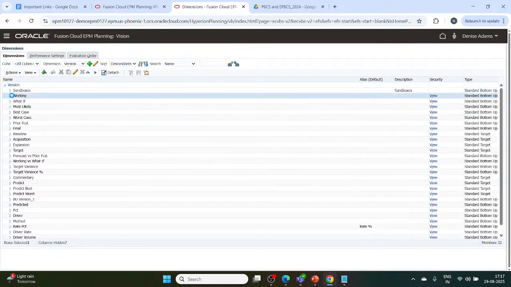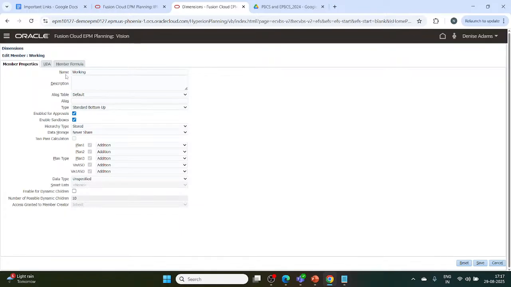So if I talk about the working version, now I will click on edit. Yeah, so you can see the different member properties here about the version dimension. Here the name generally indicates the status of work, like it's a working version. Some other version types are also there, we will discuss. Here in the working version, we can see the alias table is default. Here the alias, we can give the same name.